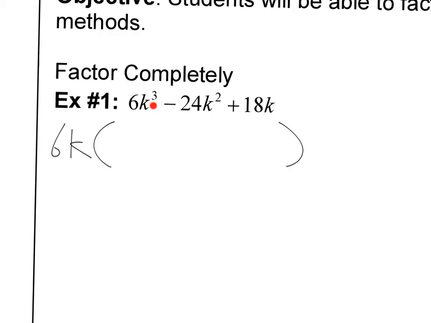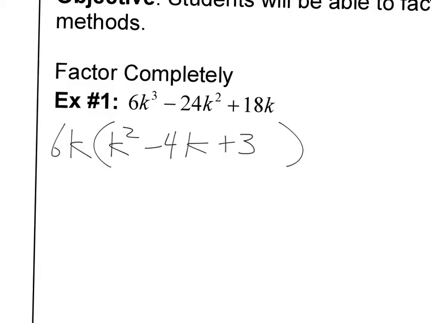Well, 6k cubed, if I take out a 6, would just leave me with 1, and k cubed, taking out a k, is going to leave me with k squared. Negative 24 divided by 6 is negative 4, and k squared, taking out a k, is just going to leave you with a k. And then 18 divided by 6 is 3, and there's no k left because we took it out. So now we've factored this down to a much simpler trinomial, and you'll notice that this is actually a quadratic now.